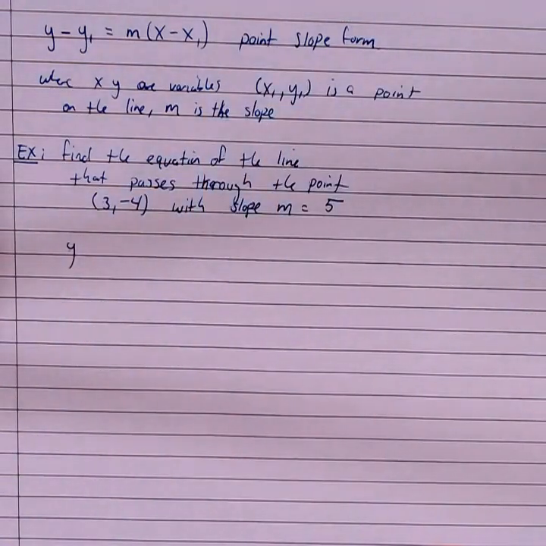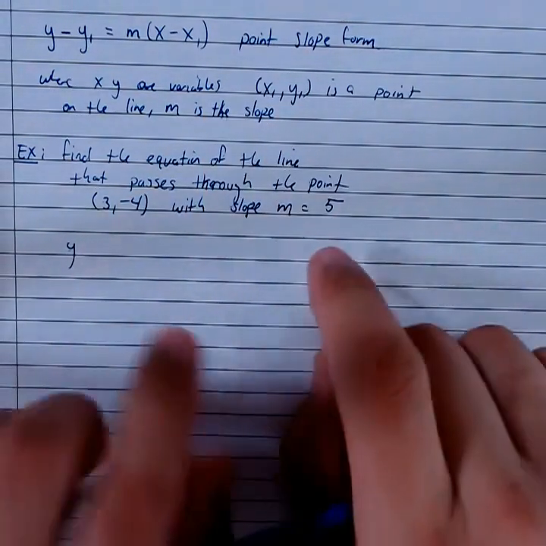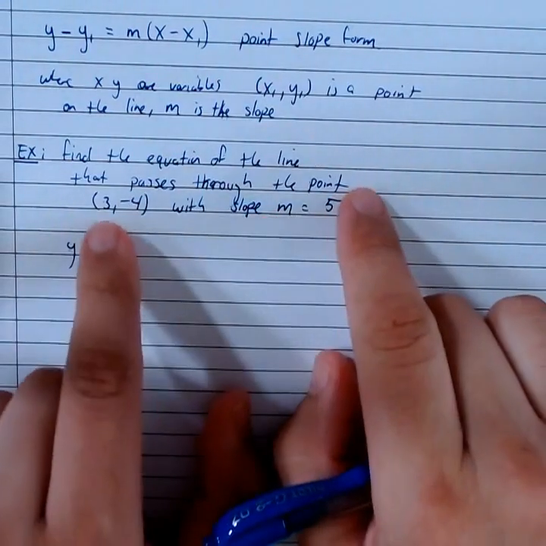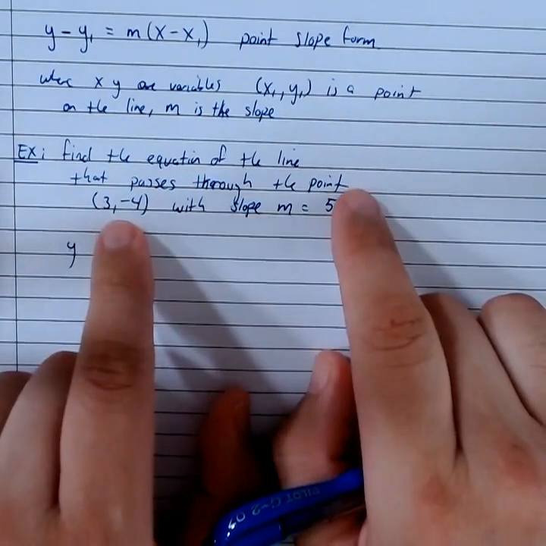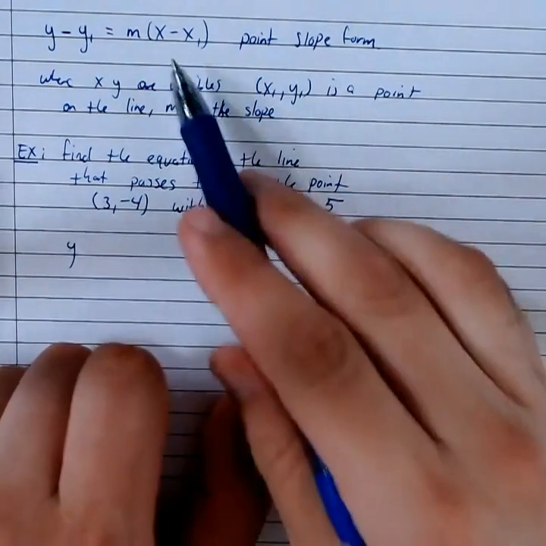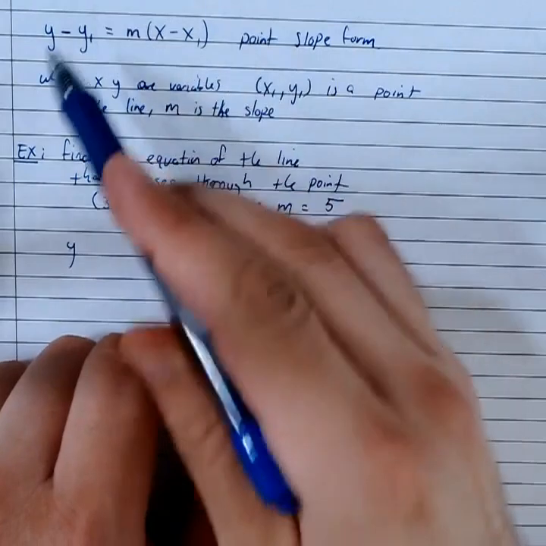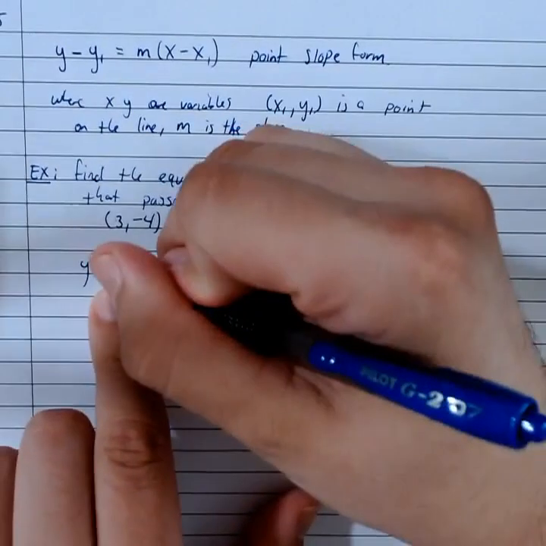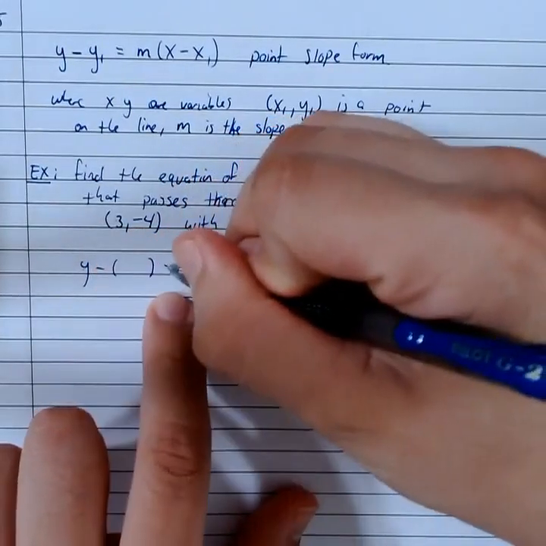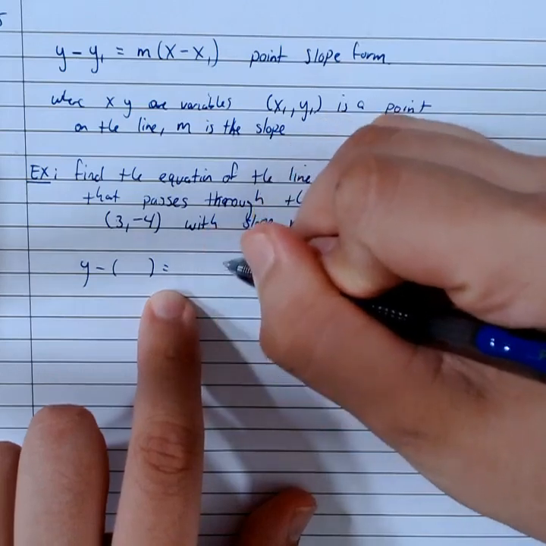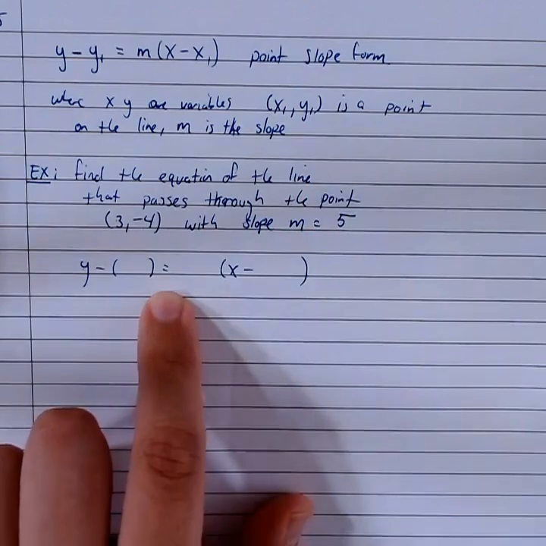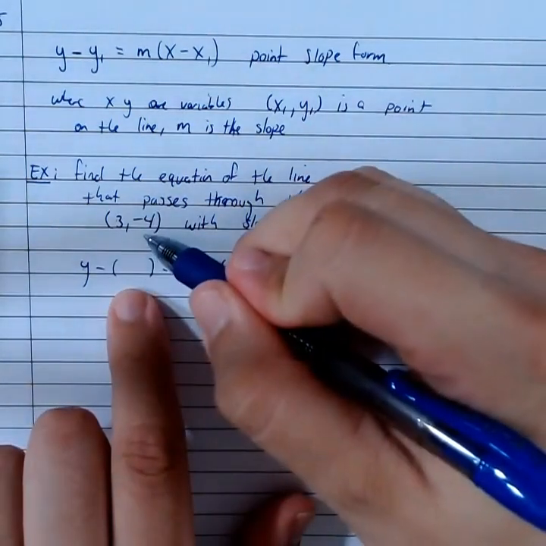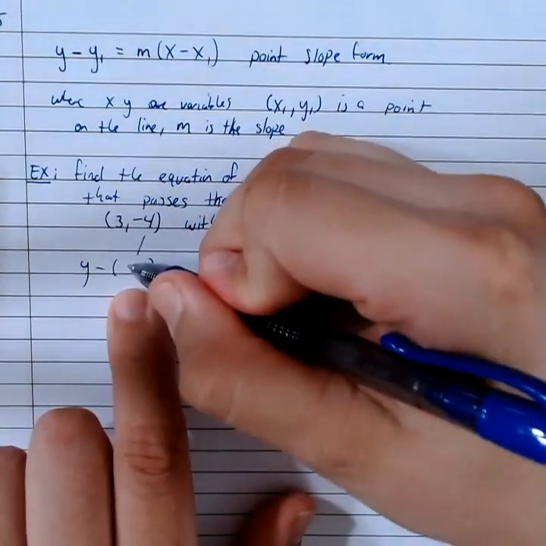All right, so here, we're going to be using the point-slope form. The point-slope form is used whenever you have a slope and a point, it doesn't matter what the point is as long as it's a point, and you're trying to create an equation. That's how you know when you're using this form. So here we're going to say y minus y1 equals m times x minus x1. So here we're going to fill in the blanks. y1 is the y value of our point, which is -4.